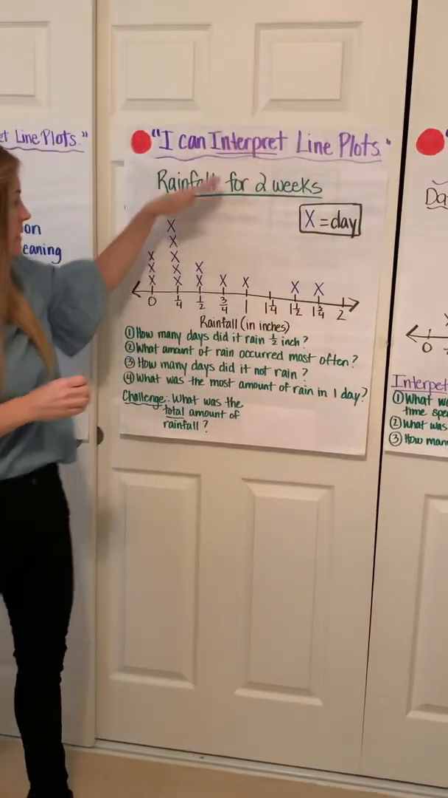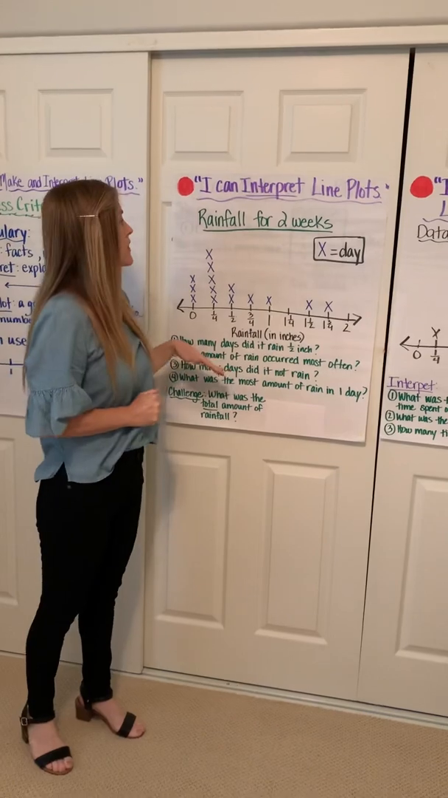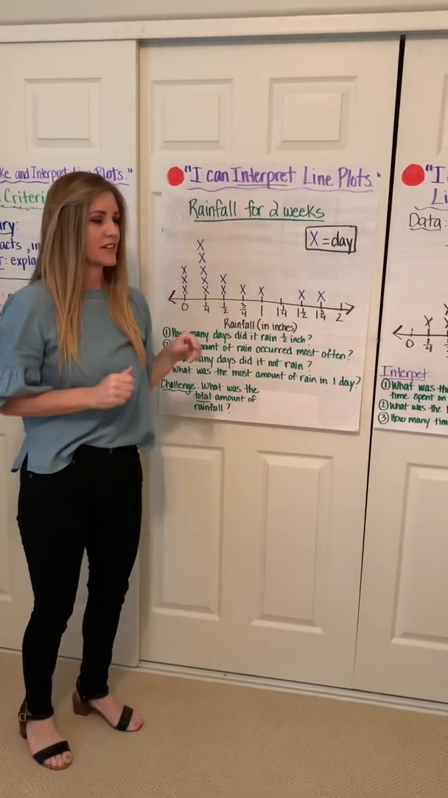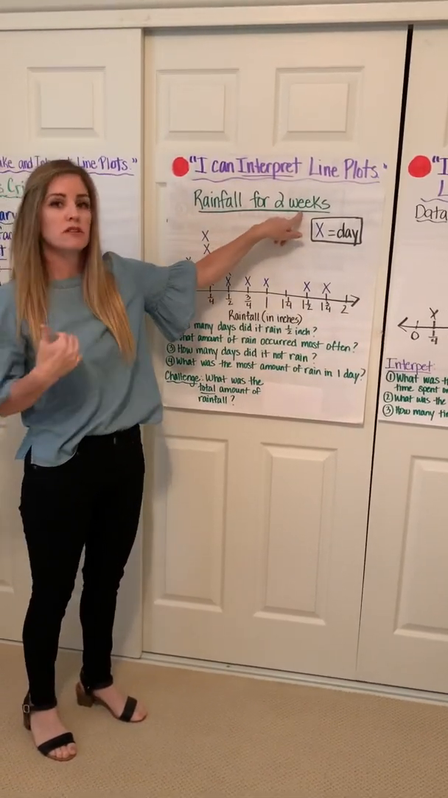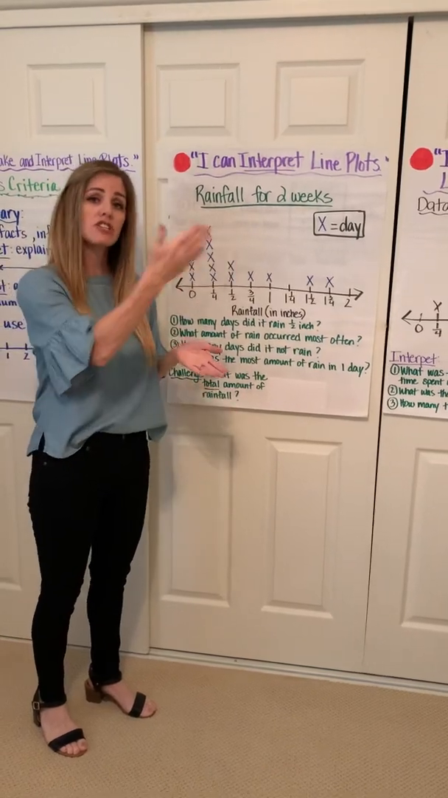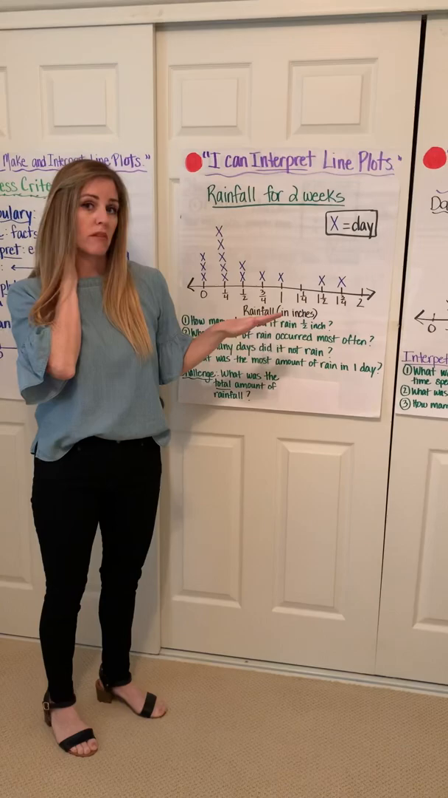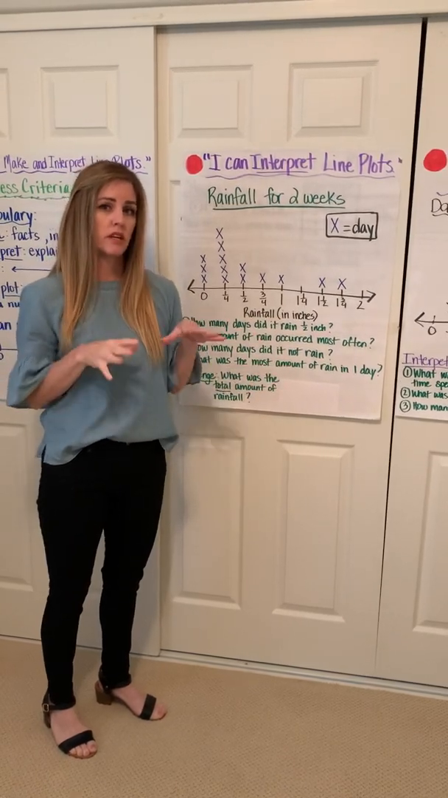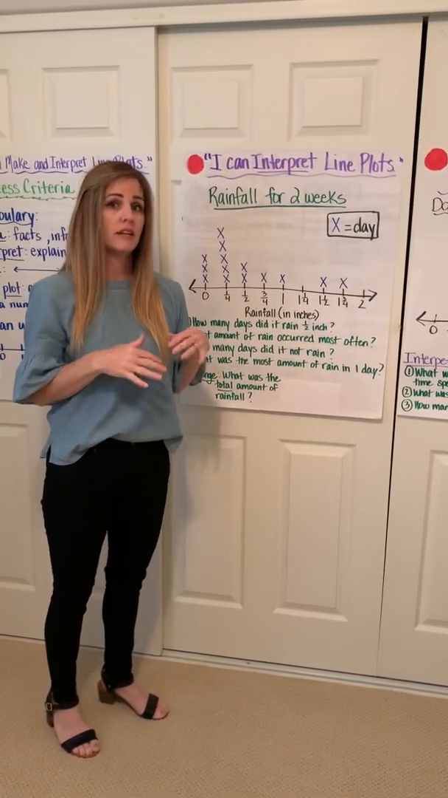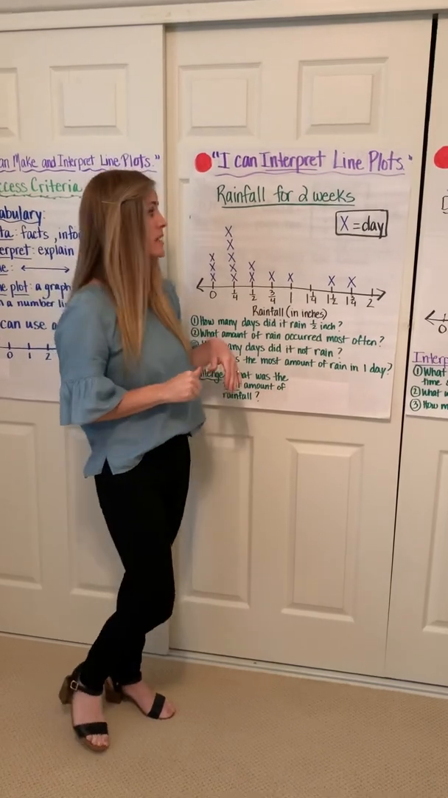I've made the line plot ahead of time. The data that I collected was rainfall for 2 weeks. So for 2 weeks, I kept documenting each day how much rain fell. This will give us some more practice with number lines that have fractions, because that really is more focusing on our 5th grade number lines, our more fraction number lines.